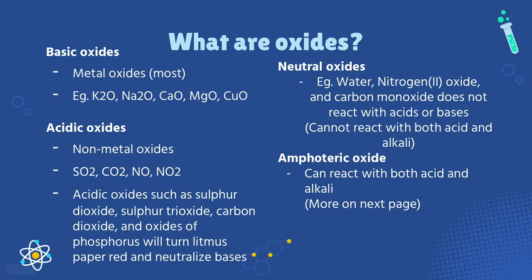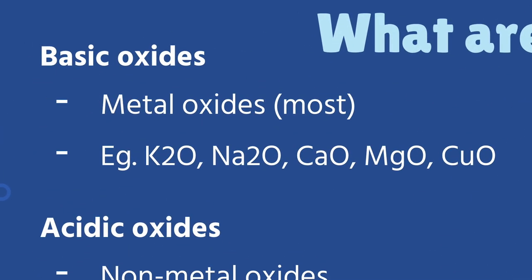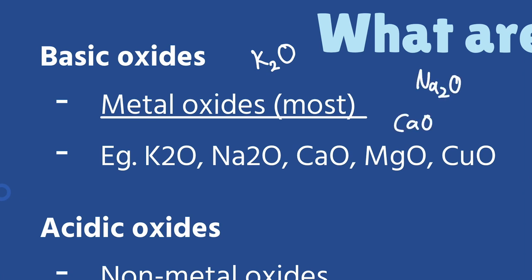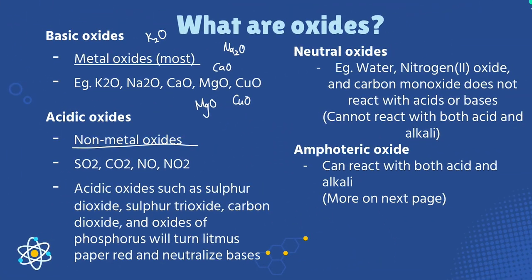Oxides. What are oxides? So there are 4 types of oxides. There are basic oxides. Basic oxides are metal oxides, well, most. An example of this is something like potassium oxide, sodium oxide, calcium oxide, magnesium oxide, copper oxide, all of that. And conversely, we see that non-metal oxides are acidic oxides. Examples are sulfur dioxide, nitrogen monoxide, nitrogen dioxide, and carbon dioxide.